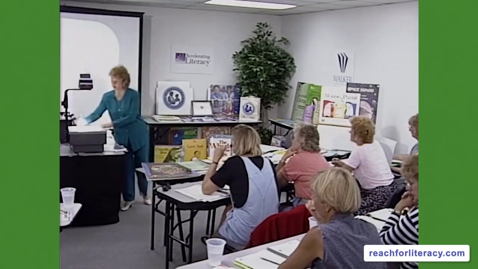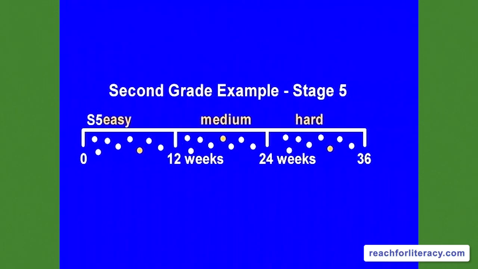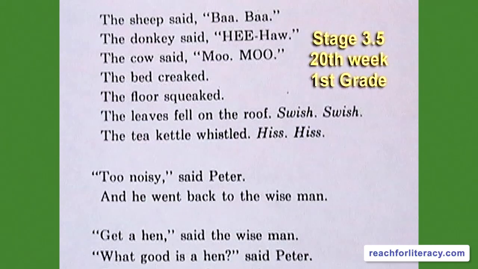That would make them meet the timeline of being at stage 5. Easy, medium would be around the middle of the year, in that space of 12 weeks in the middle, and then harder stage 5 books in 2nd grade, and that would be on standard. Let's do an example then. Let's say that this is 3.5. This child is a 1st grader, and let's say that they are the 20th week of instruction.